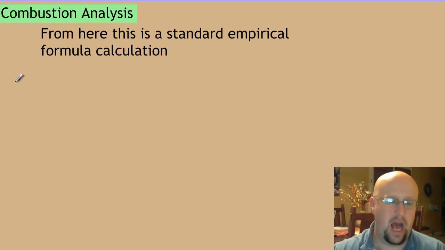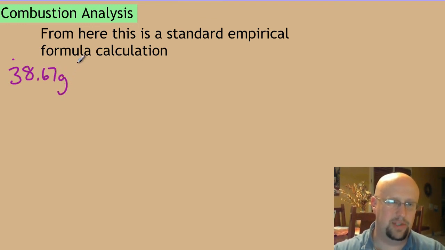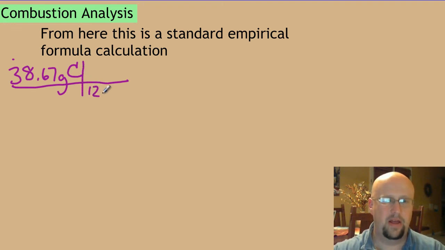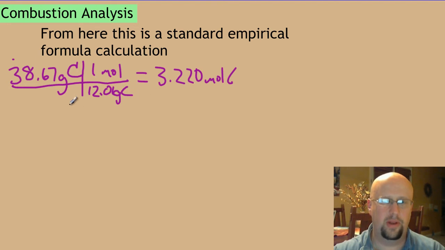So, how do we do the empirical formula part? Well, real quick, remember that we just take each of our percents and we drop the percent and we just assume that we have 100 grams, so that becomes grams of carbon, and we divide it by the gram atomic mass, or the molar mass of that, grams of carbon over 1 mole. Okay, so that's going to give me 3.220 moles of carbon.